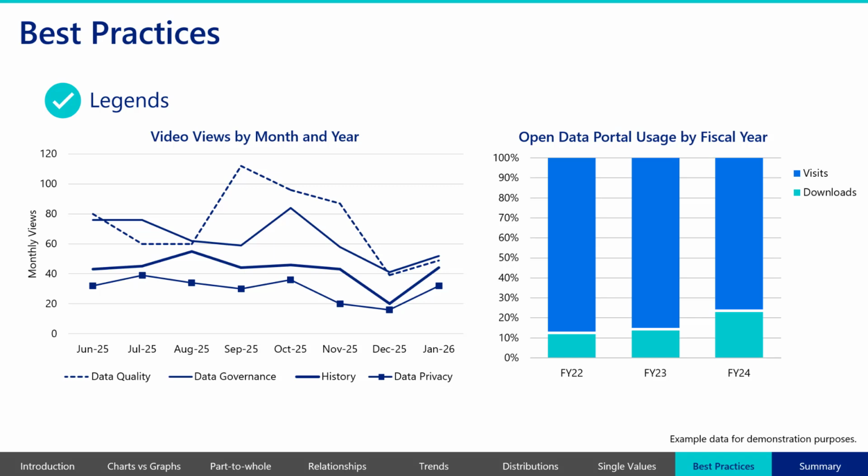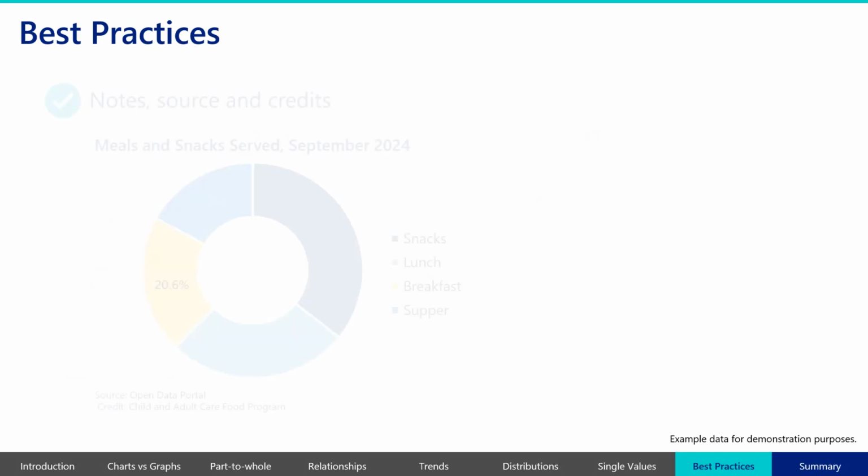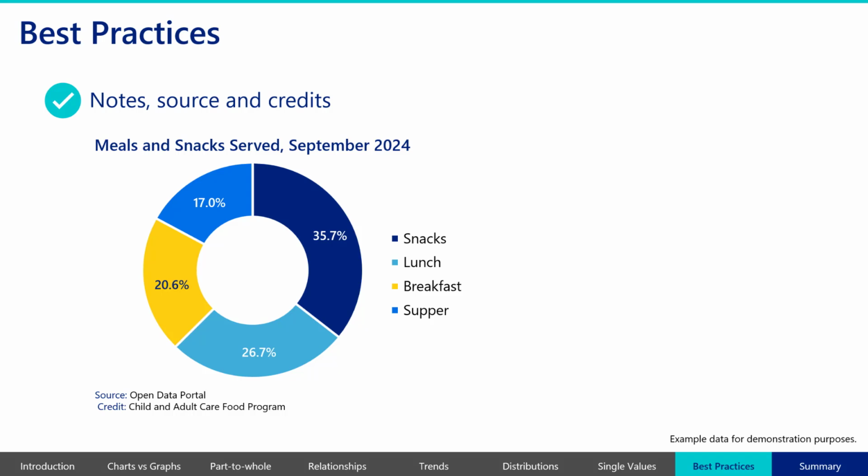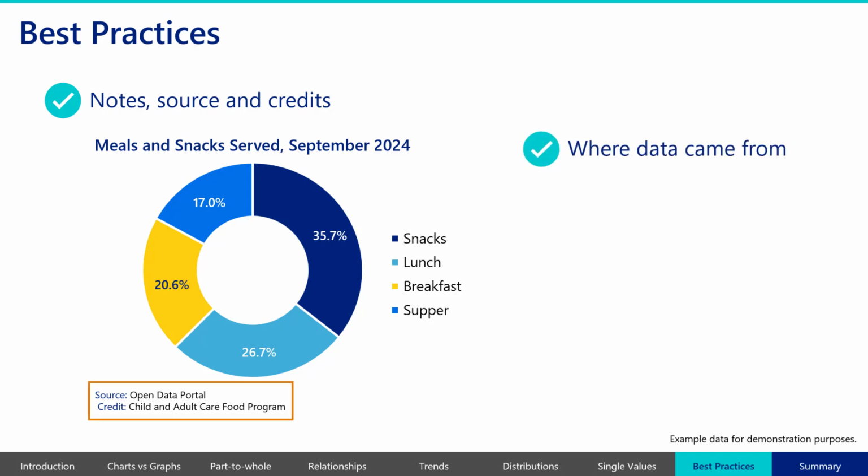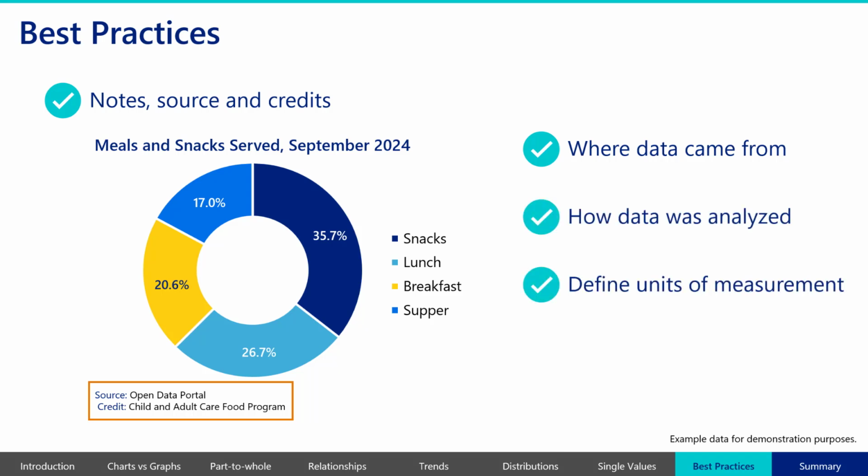Legends also provide additional context and may be a better option than data labels. Legends show the symbology used in the chart, such as colors and shapes, and define the meaning or the values they represent. Legends are typically situated at the bottom or on the side of the visualization. Include notes, sources, and credits at the bottom of your charts and graphs to provide even more context, such as where the data came from, how it was processed and analyzed, definitions of displayed units of measurement, and who contributed to the data.